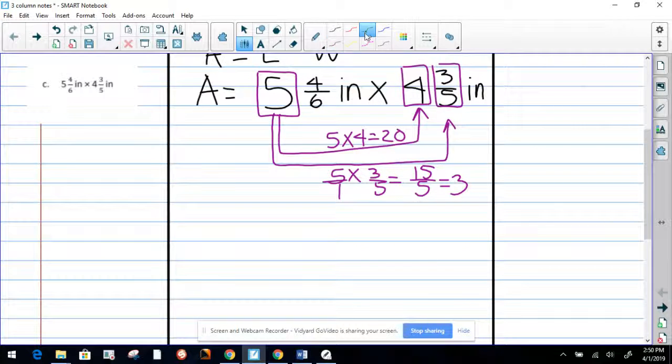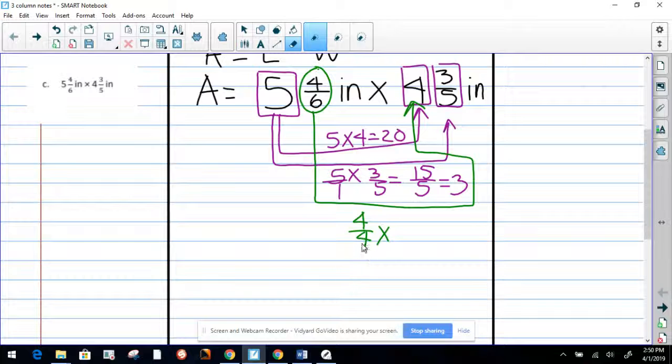Now I'm going to use a different color. If you do not have a different color, just use wiggly lines. So I already multiplied the 5, so I'm not going to multiply the 5 times the 4 and the 3/5, but I need to multiply the 4/6 times the 4. So I'm going to write the multiplication here on the bottom. 4/6 times, well, that's not a 4/6, my friend. Do you see what number I wrote here? That is not acceptable. So 4/6 is written this way.